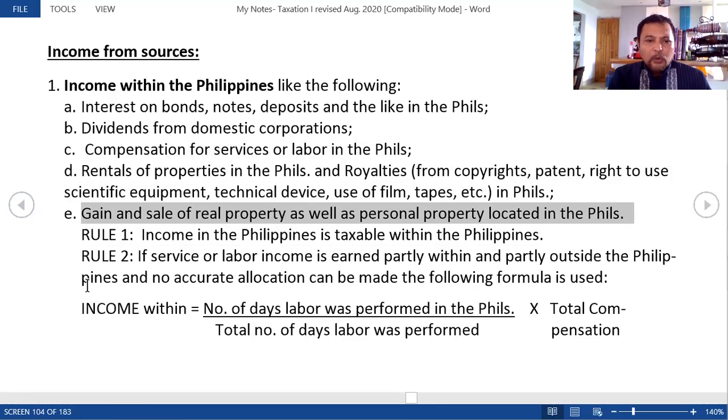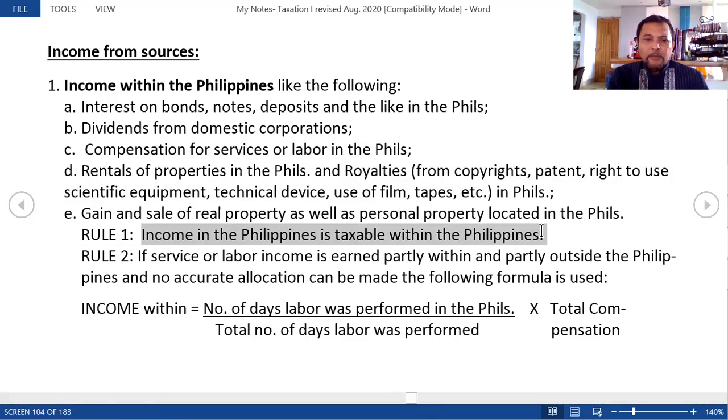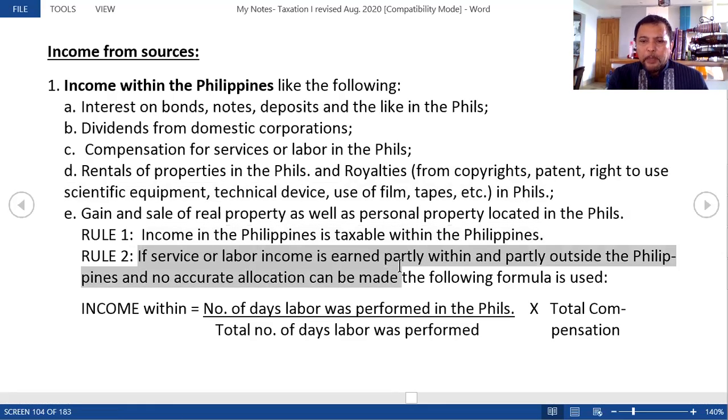So to compute income, there are rules to follow. Rule number one, income in the Philippines is taxable only within the Philippines. Rule two, if service or labor income is earned partly within and partly outside the Philippines, and no accurate allocation can be made, the following formula is used. Say you are an international singer. You sing here in the Philippines, you sing outside the Philippines, again you come back to the Philippines, and sing again outside. In that case, you earn services partly within and outside the Philippines.